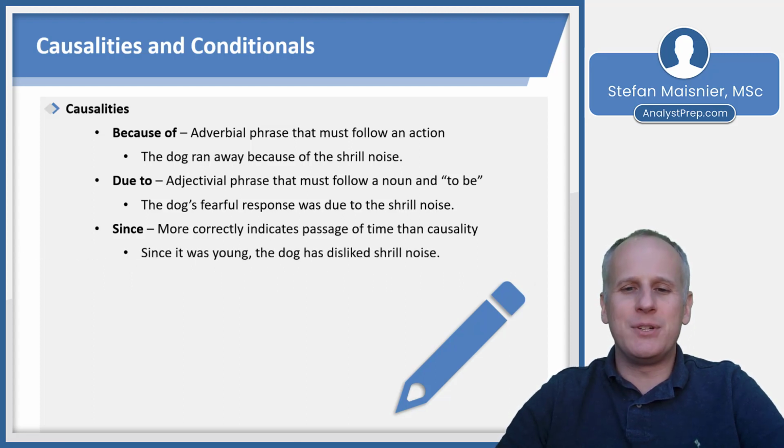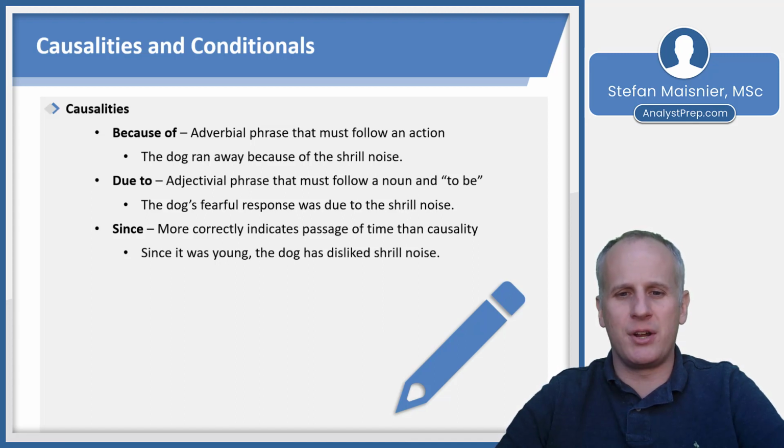So, since it was young, the dog has disliked shrill noise. That's indicating that over the passage of time, since it was young and moving forward through the has disliked, the dog, even now, probably after no longer being young, still dislikes shrill noise. Now, if I change the sentence to read, because it was young, the dog disliked shrill noise, that's saying that the cause of its dislike is being young, as opposed to this sentence, which is saying that over a period of time, the dog has disliked shrill noise consistently.